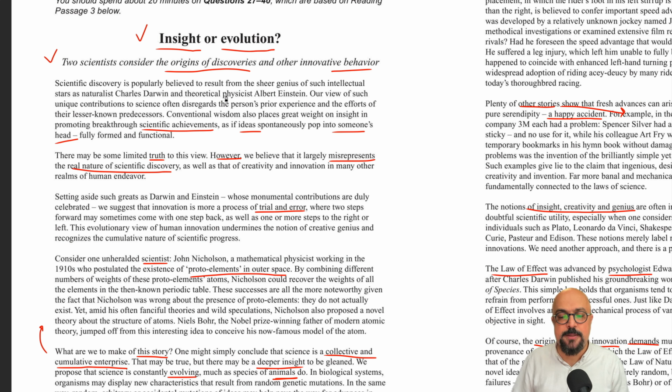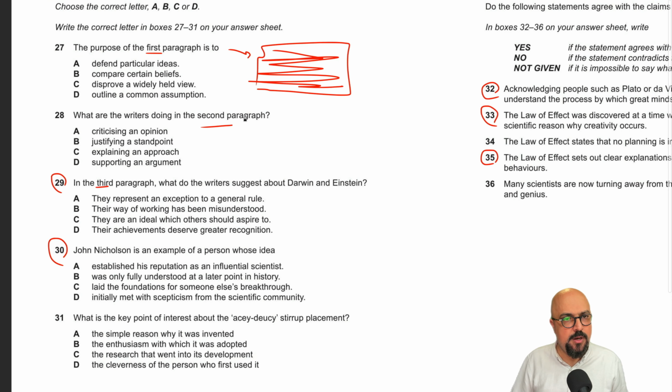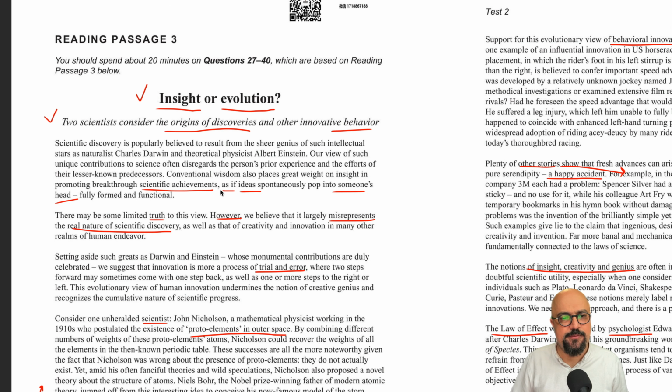So it seems like it is trying to tell us that this is not the fact. It's not really about an insight, it's about an evolutionary process. It's all about the way the brain of such scientists works. Let's see. Defend particular ideas? Well, no. What ideas? It was actually saying the opposite. It was saying that no, the idea is not right. Especially if you noticed here, we have the word as if. As if means it's not true.